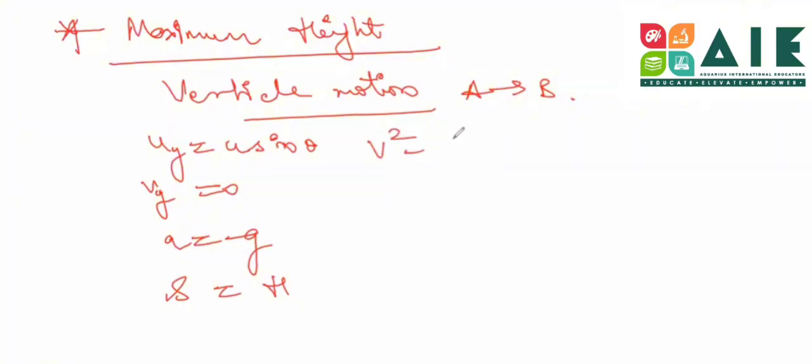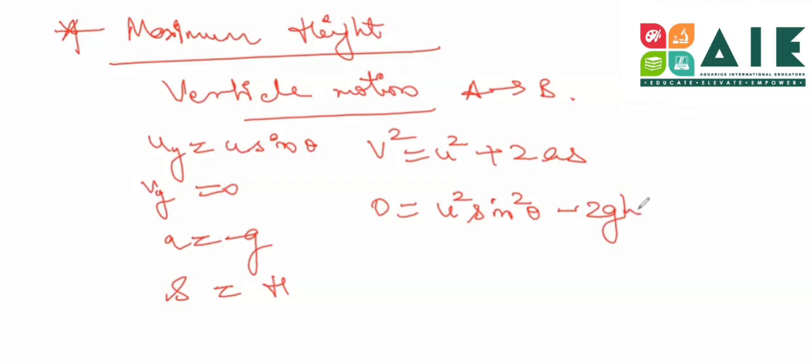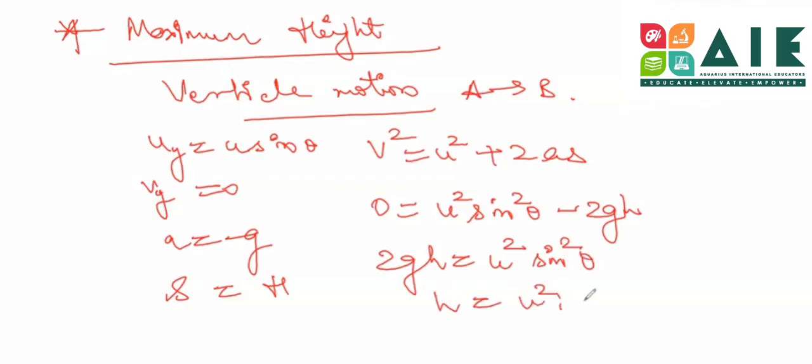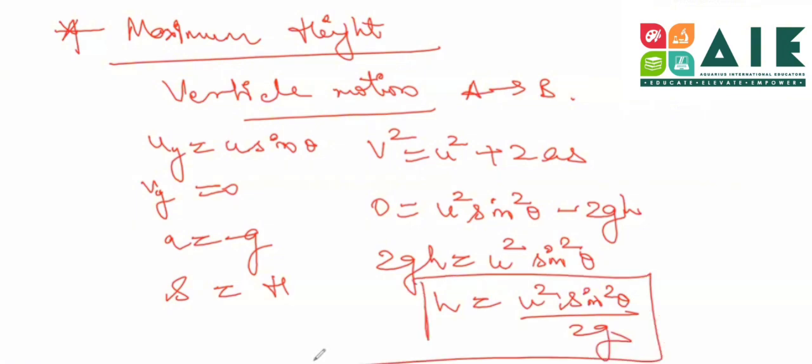The formula connecting this is v square equals u square plus 2as. So this will be 0, this will be u square sine square theta, and this will be minus 2gh, because a is minus g and s is h. So 2gh equals u square sine square theta. H will be u square sine square theta over 2g. Understood? So this is the formula for height.